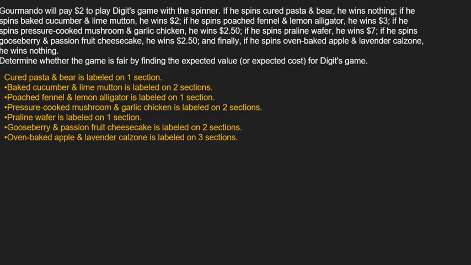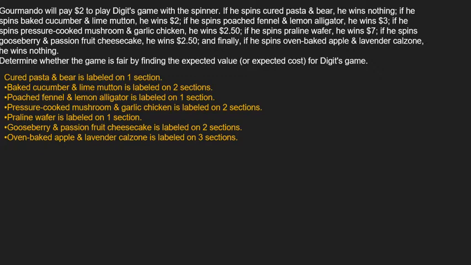is going to get. So this time we are incorporating money into the game, and we're saying, well, what if Gormando had to pay $2 to play Digit's game with the spinner? And based on what he spins, he gets different money amounts. So if he spins cured pasta and bear, he gets nothing. Lime and mutton, he gets $2, etc. So now each spinner section also is associated with prize money or not.